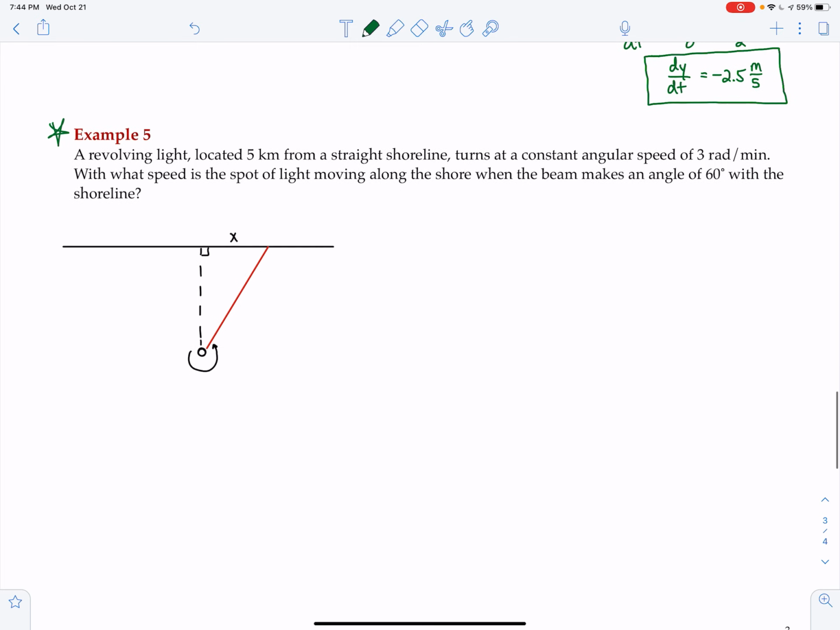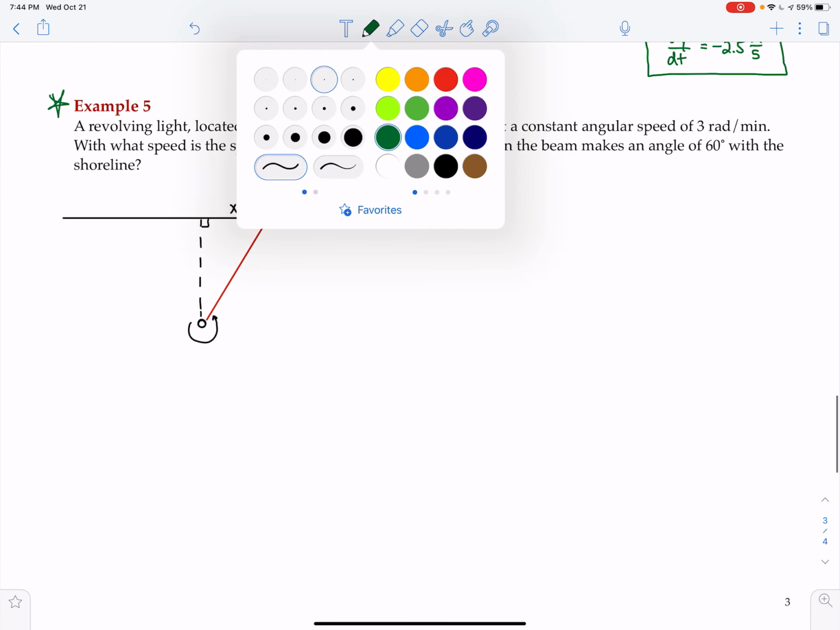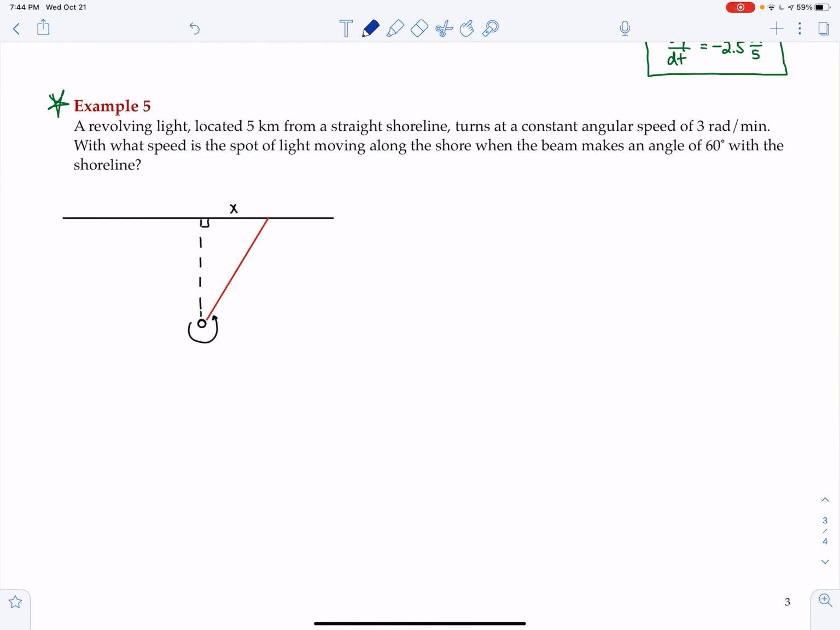A revolving light located 5 kilometers from a straight shoreline. So that's what we have here. Think of it almost like a lighthouse out in the water, though. Is turning at a constant angular speed of 3 radians per minute. With what speed is the spot of light moving along the shore when the beam makes an angle of 60 degrees with the shoreline? Holy moly.